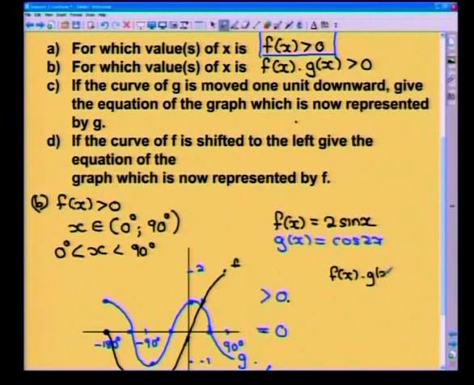Now if you want 2 y values to be greater than 0, you must have a positive overall answer. To have a positive overall answer, we could have a positive times a positive or a negative times a negative. So going over here, if I've got f of x times g of x greater than 0, I would have a positive times a positive or a negative times a negative. And either way, the answer would end up positive or greater than 0.